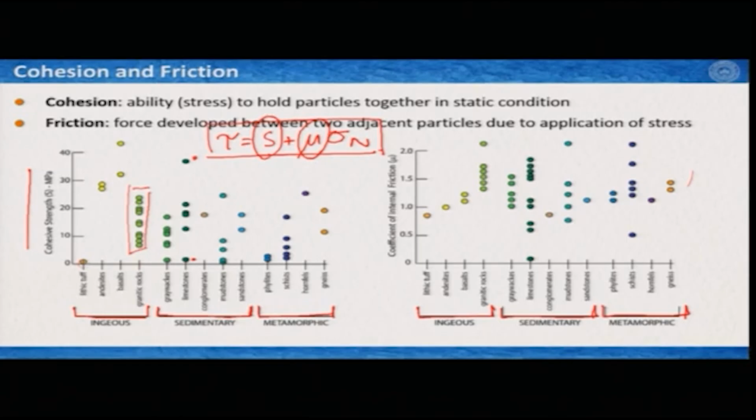For example, this lithic tuff has very low cohesive strength, but its frictional coefficient is quite significant. Similarly, for schists, the cohesion range is pretty wide, but the frictional coefficient is even less than the lithic tuff. So, cohesion and friction apparently do not have any relationship. However, we will now see this equation in the light of experiments on many rocks.